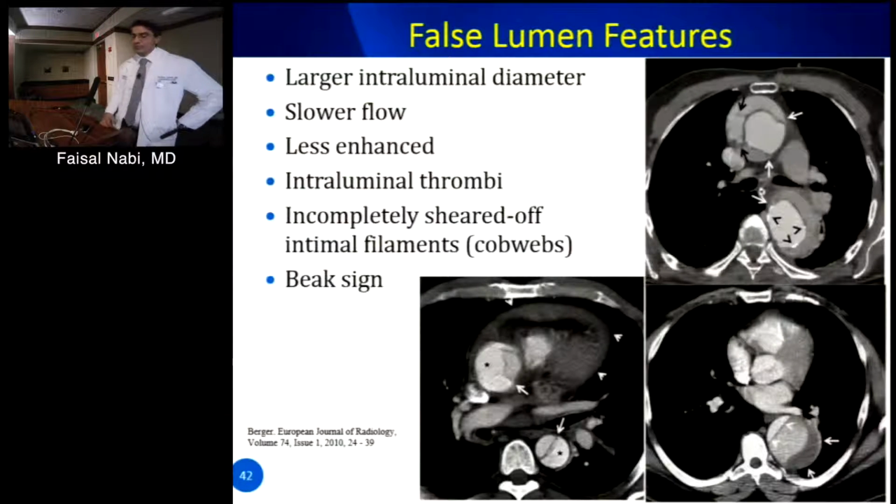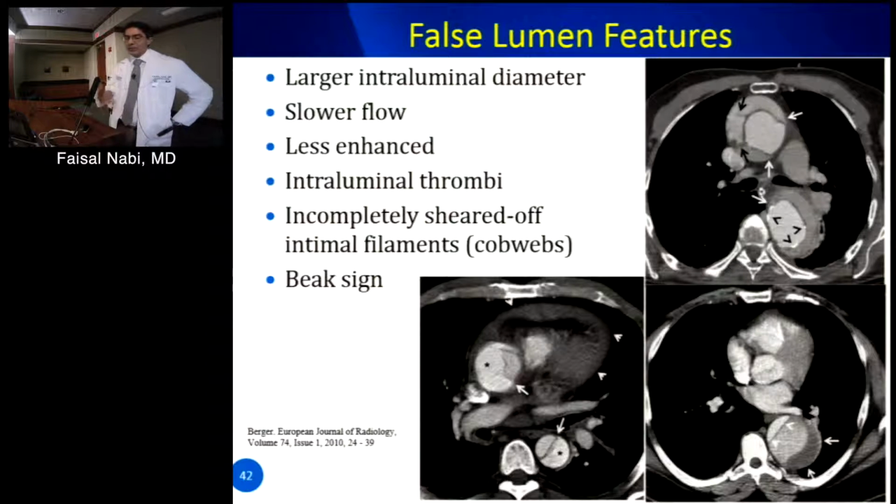Determining false lumen and true lumen, we have a lot of features that can help us. In general, the true lumen is the one that's communicating with the flow of blood through the aortic valve. Other clues that can help us is, usually the larger is the false lumen. The false lumen will have slower flow, it'll be less enhanced.